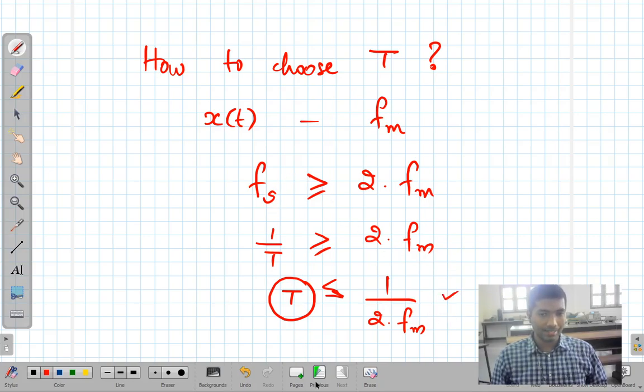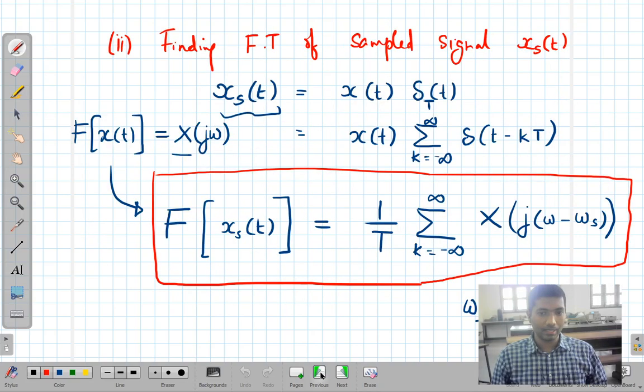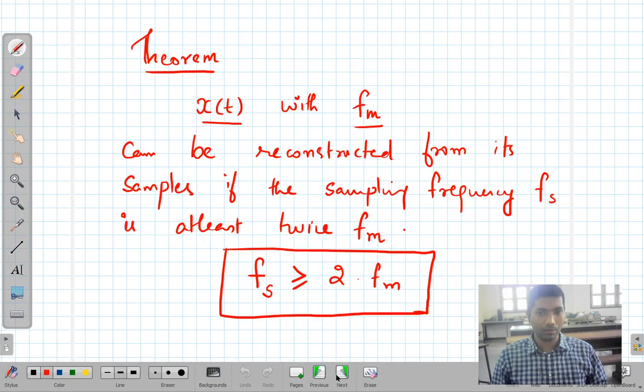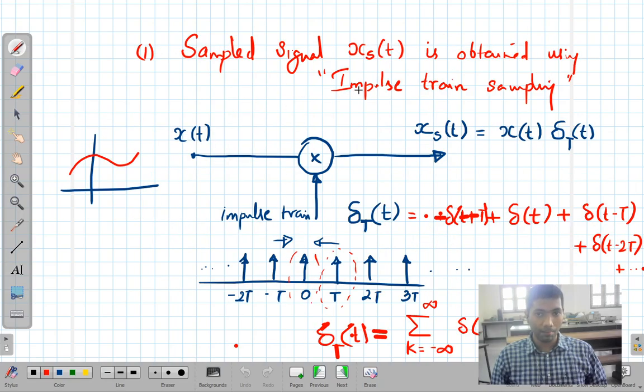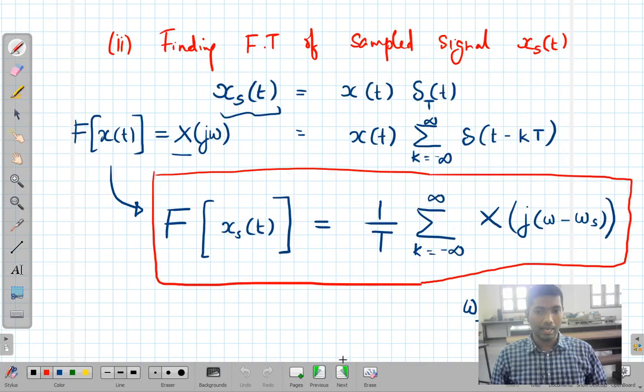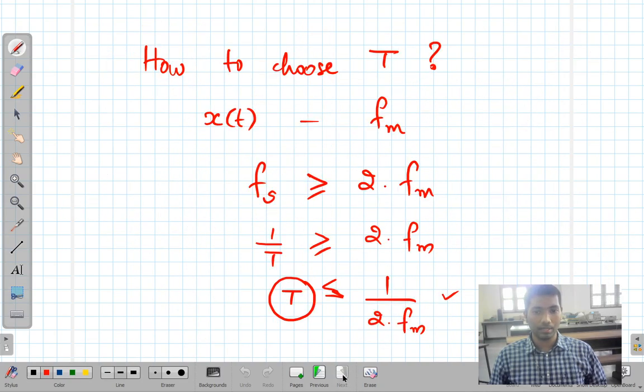Okay, so this is the sampling theorem, and this is how we prove the sampling theorem. I'm not explaining it once again. You need to understand these two concepts: the first is the sampled signal as impulse train sampling, and the second is finding the Fourier transform of the sampled signal. These two concepts are required to prove the sampling theorem. So I hope it is clear for you.